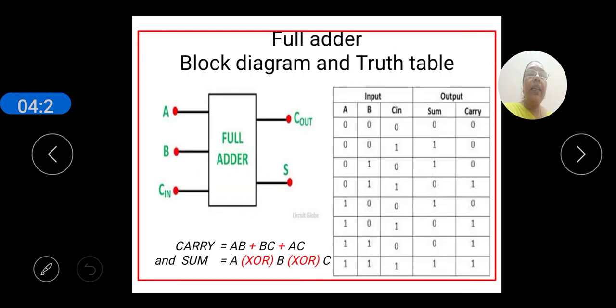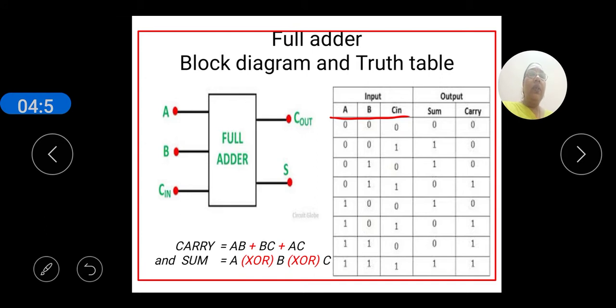This is the block diagram of a full adder. It has 3 inputs A, B, C in. It is C in because it is carry from the previous addition. The outputs are C output and sum. When you see the truth table, you have 3 input variables A, B and C in. So there are 8 possible cases.